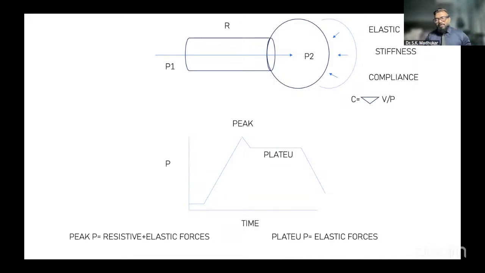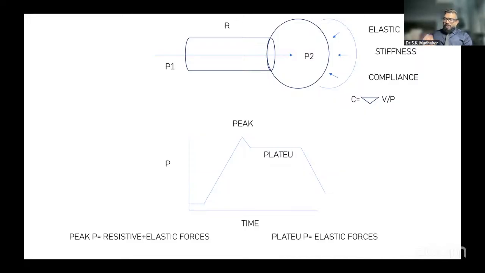Now in this graph, we have two pressures. One is the airway peak pressure and the other one is the plateau pressure. So we can see them here in the graph. Let's understand airway peak pressure. The peak airway pressure is the pressure to overcome both the airway resistance and the elastic force in the alveoli. So this is why a peak airway pressure is generated.